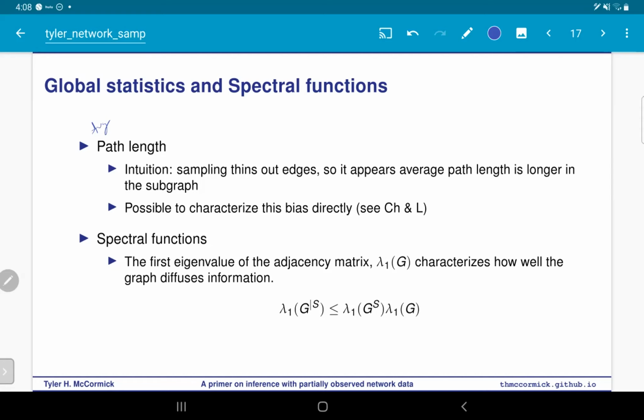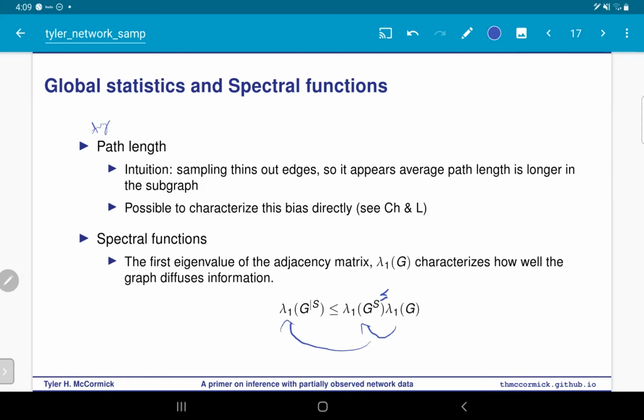So if your goal is to estimate the eigenvalue, so this lambda 1 here is the first eigenvalue of the adjacency matrix itself, then there's not a direct form, but there is this fairly intuitive structure here, where your estimate of the first eigenvalue in the star subgraph is less than or equal to the true value. So you're going to underestimate the first eigenvalue if you use the star subgraph, and you're going to underestimate it even more severely if you use the induced subgraph.